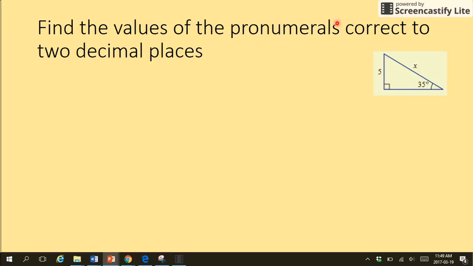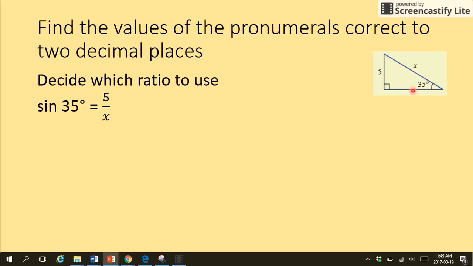So find the values of the pronumerals correct to 2 decimal places. Okay, so we look here. We have got x and we have got 5. So therefore we know that this is the hypotenuse. We know that this is the opposite. And we've got 35 degrees. So decide which ratio to use. We're going to use sin. Okay, so sin 35 degrees is 5 over x.